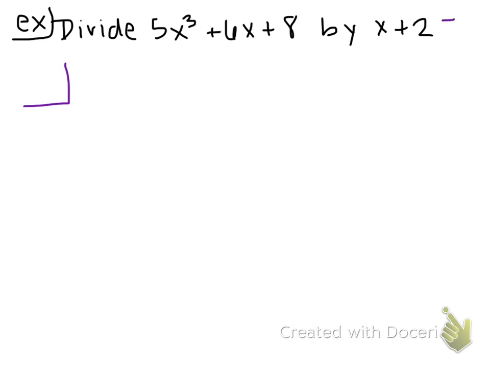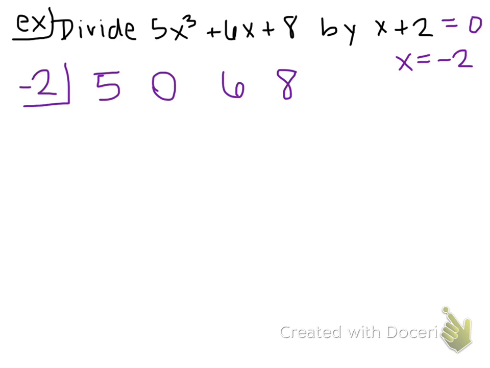So remember, you always set this equal to 0 to obtain the 0. So the value we're doing synthetic with is -2, because that would be the 0 of that equation. Then you write the coefficients, and the coefficients only. So I have 5. Notice we're missing an x squared term, so we write 0, 6, and 8. You always draw an arrow, and that signifies that you're dropping the first term. And now we go through a series of multiply, add, and so forth.